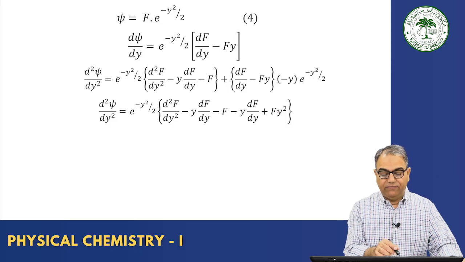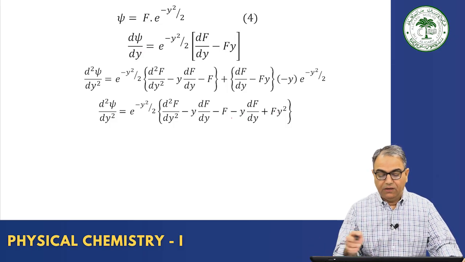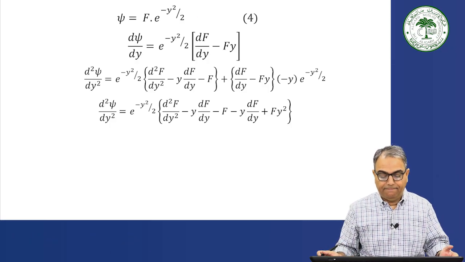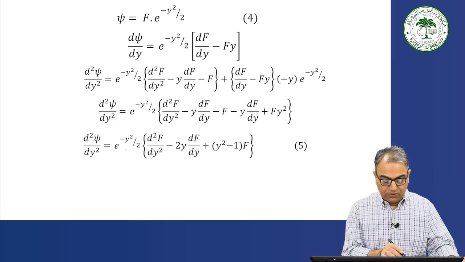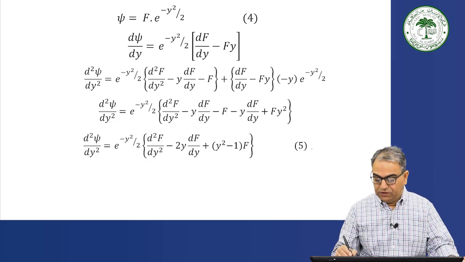Okay. So one differentiation and the second differentiation will result in this equation, equation number 4. Now, this equation could be rearranged to give you this solution. d²ψ/dy² is equal to e^(-y²/2)[d²f/dy² - 2y df/dy + (y² - 1)f]. So, this is your equation number 5.